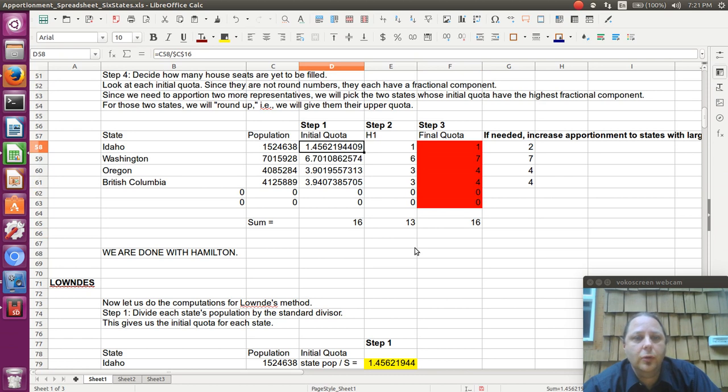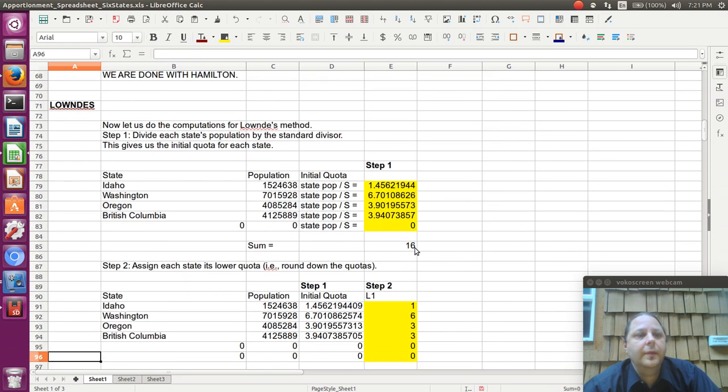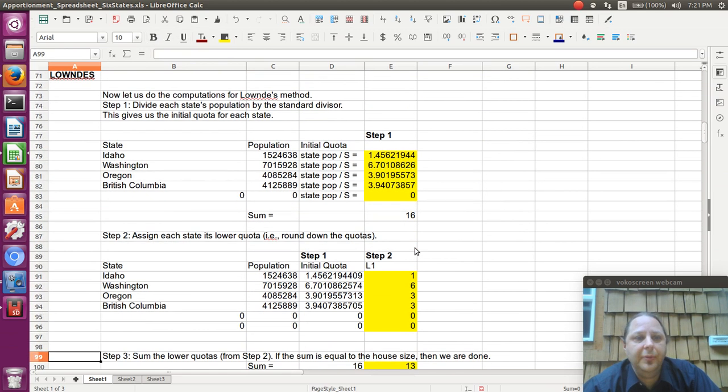Hamilton is a quota method, so everybody gets either their lower quota or their upper quota. Lower quota for 1.456 would be 1, and the upper quota is 2. Lower quota is just the next integer down from the initial quota, and the upper quota is the next integer up, the next whole number up.